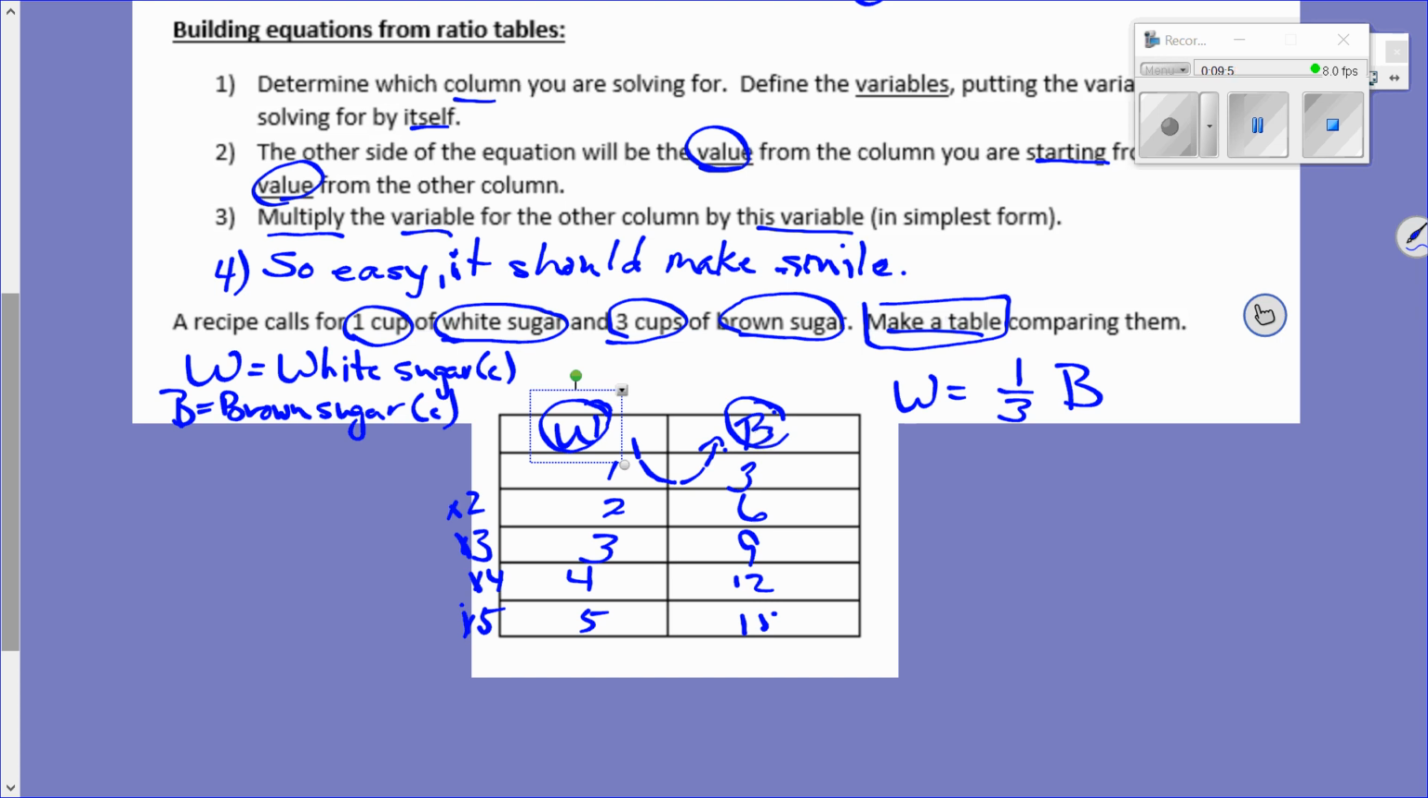Now we're going to go the other way. So I'm going to start with the B. B equals the value under it, so now I'm going this way, 3 over 1, and then I end up with my other variable, which is a W. Okay? I always simplify, right? So can I simplify 3 over 1? Yes, 3 divided by 1 is 3.